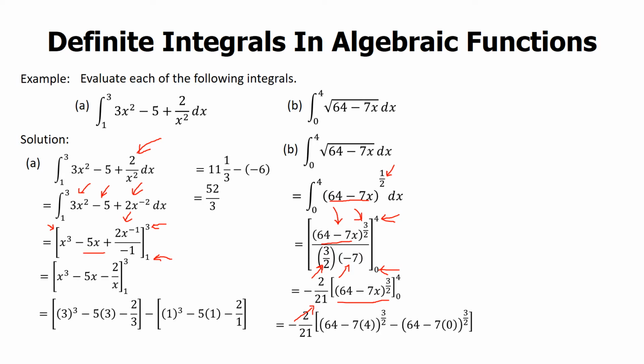Now we substitute x equals 4 into the expression, which gives us 64 minus 7 times 4 to the power 3 over 2 minus substitute x equals 0, which becomes 64 minus 7 times 0 to the power 3 over 2. And we calculate the values, which gives us minus 2 over 21 times negative 296, and the answer is 592 over 21.